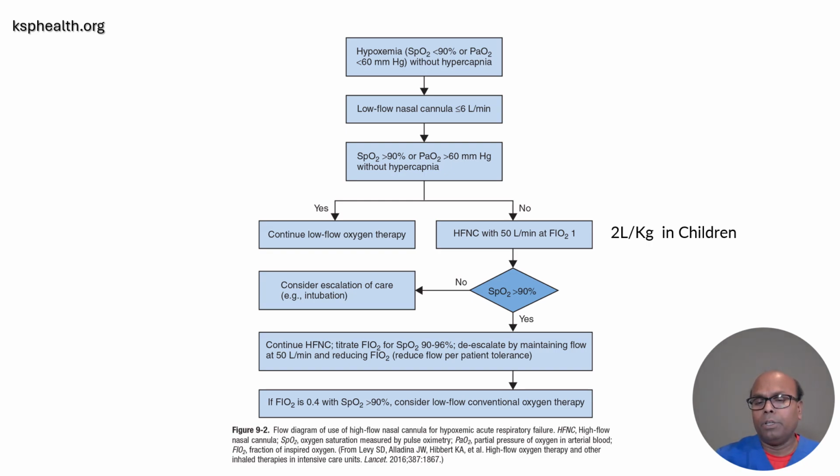If the patient is a child, use 2 liters per kilo. If the response is good, that means saturation more than 90%, continue high flow nasal cannula and titrate FiO2 to keep the saturation 90 to 96. De-escalate the FiO2 by maintaining the flow of 50 liters per minute. If FiO2 is less than 40%, then consider low flow oxygen therapy. This was published in Lancet 2016.